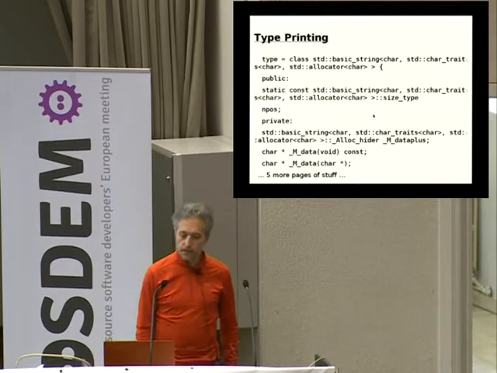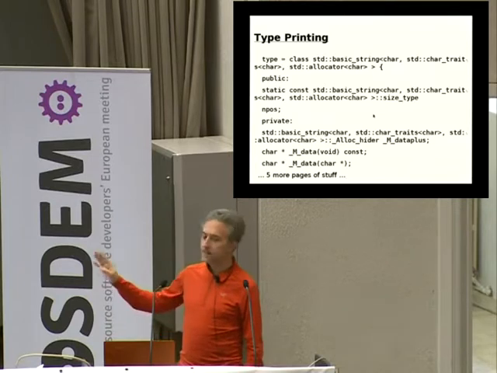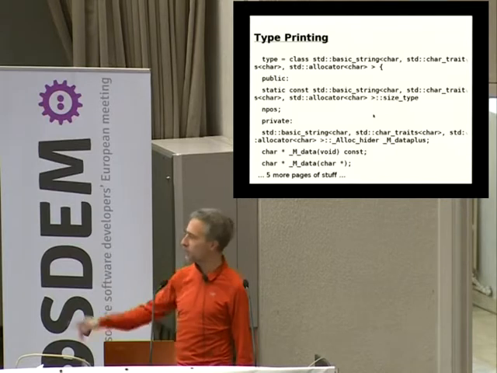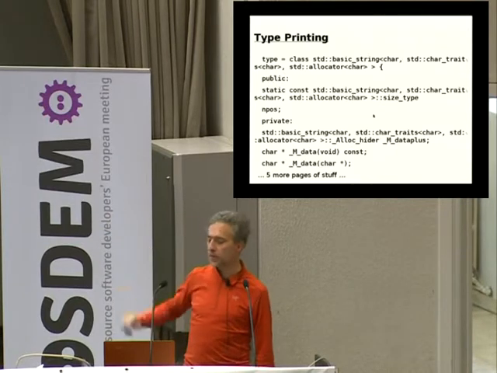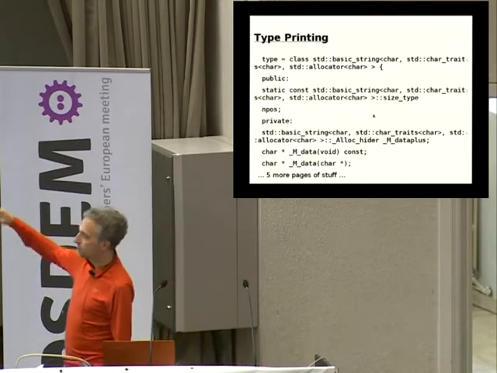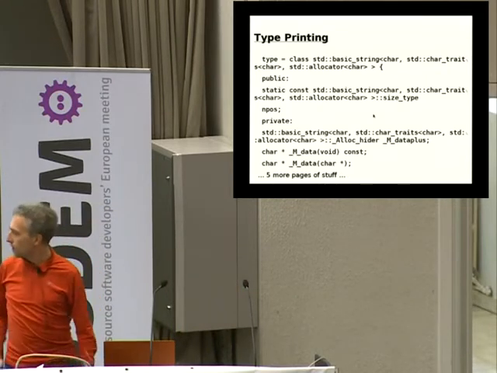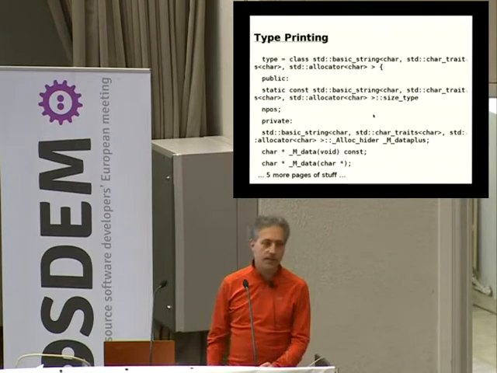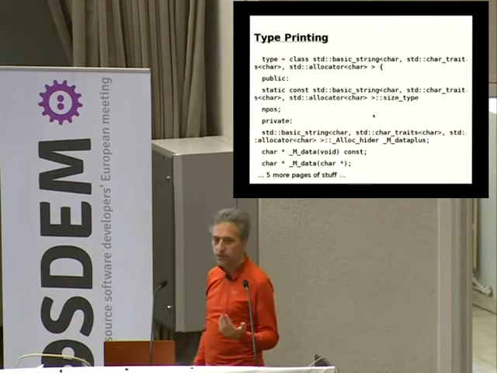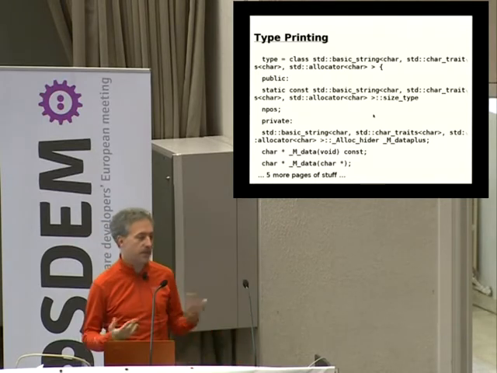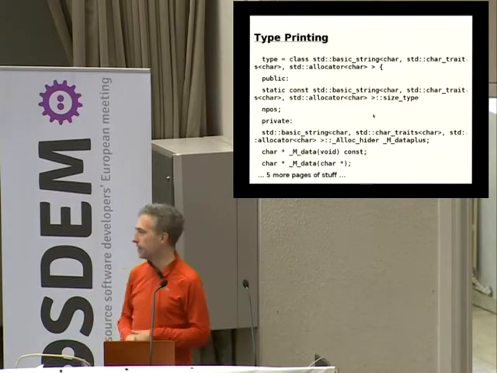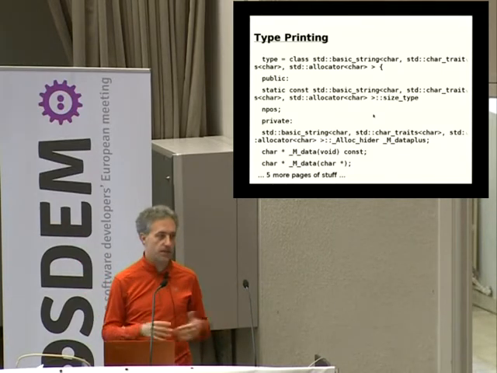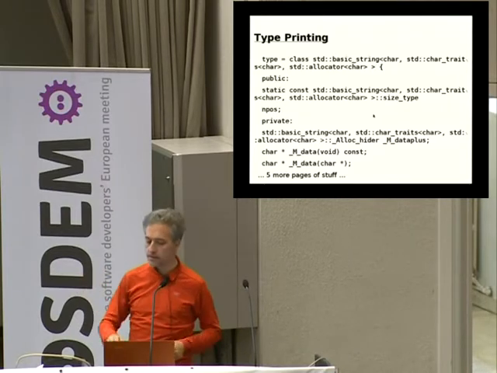So, type printing. This shows how beaten down I am by C++. This doesn't look quite so awful to me until you realize that this goes on for 5 pages. And a lot of it is methods, which are generally not interesting. This is printing a type. If I print a type, usually I'm interested in the data members. So we added some nice things, some of it in Python, some straight into the core, like turning off methods and so forth.